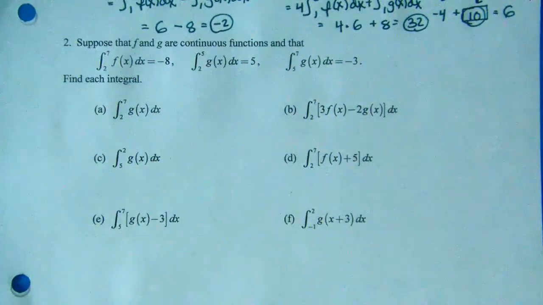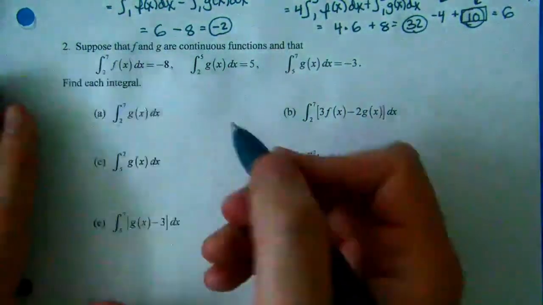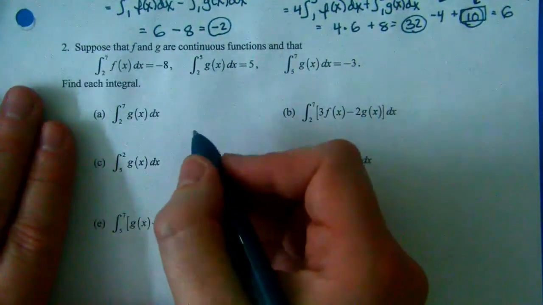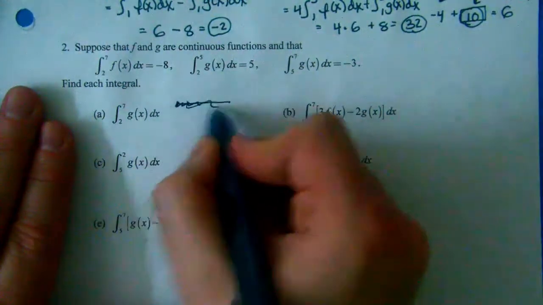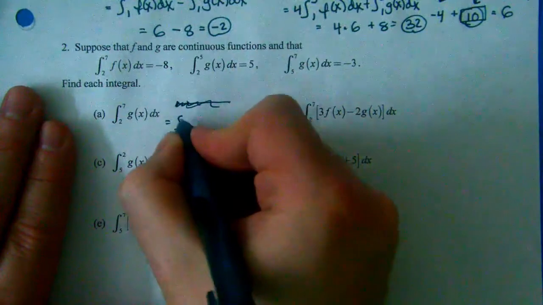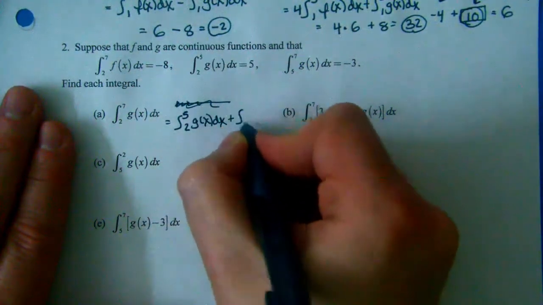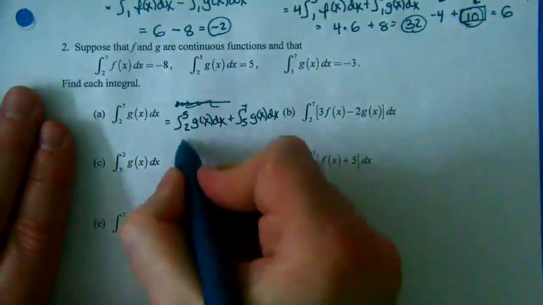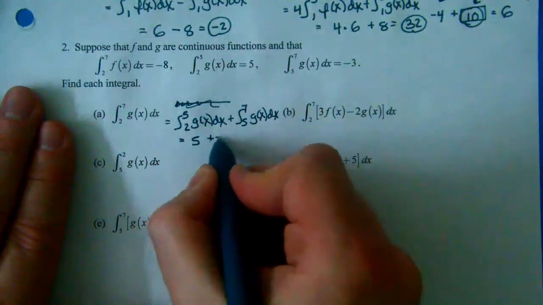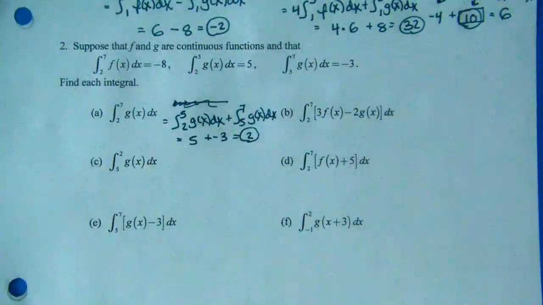Number 2, letter A. See what you can do in 2A. Well, let's see. I think to go from 2 to 7, I can do the integral from 2 to 5 of g of x dx plus the integral from 5 to 7 of g of x dx. I think that's going to give me 5 plus negative 3. I'm going to get 2 out of that. Try letter B.